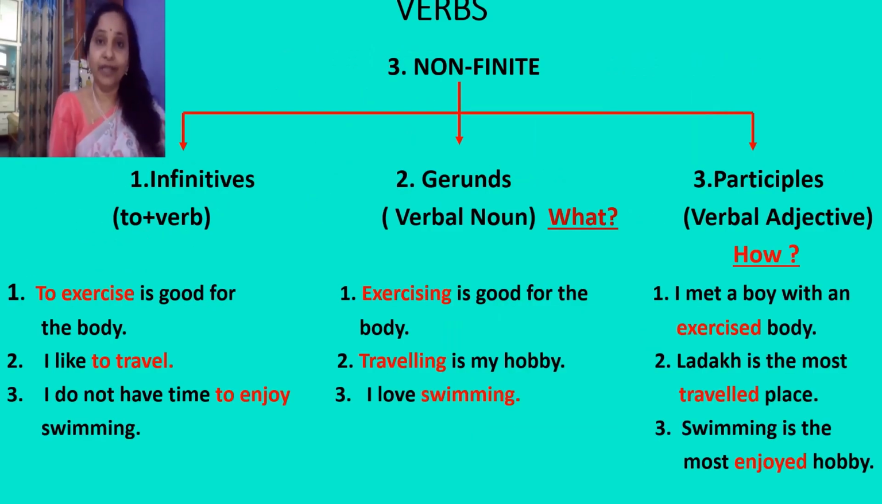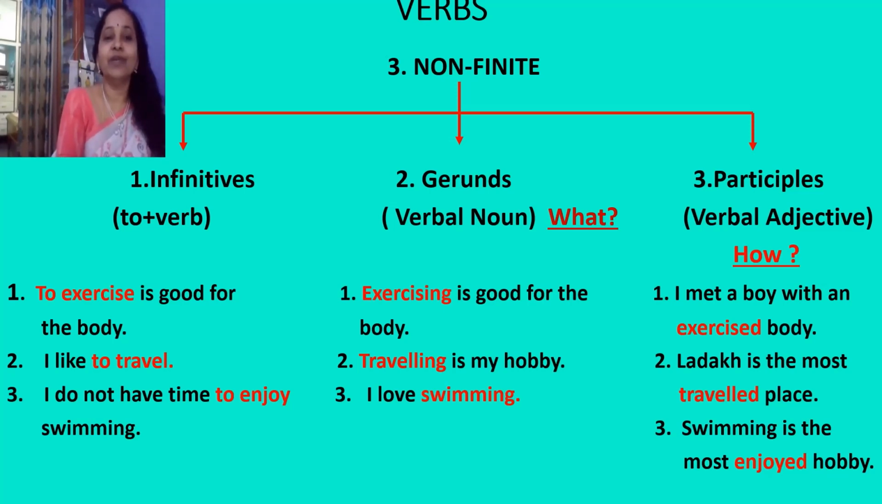So non-finite verbs are of three types: the infinitives, the gerunds, and the participles. And I already told you that non-finite verbs are not affected by the tense or the subject or the number of the subject, or the person, first person, second person. Actually, they look like verbs, but they do not do the job of the verb. They do not denote any kind of action.